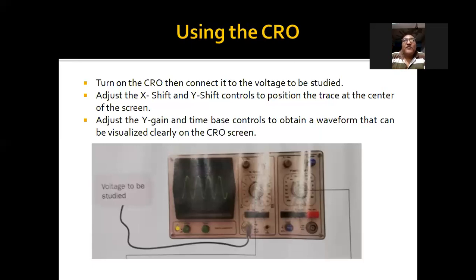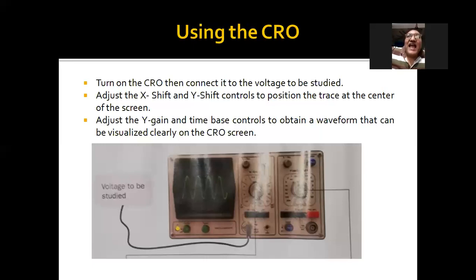So whenever you switch on a CRO and you have nothing attached to it, only the CRO has been switched on, the CRO should show a bright dot in the center of its graph. If it is not there, use the Y shift to move it up and down, and use the X shift control to move it left and right, and bring the dot to the center of the screen.